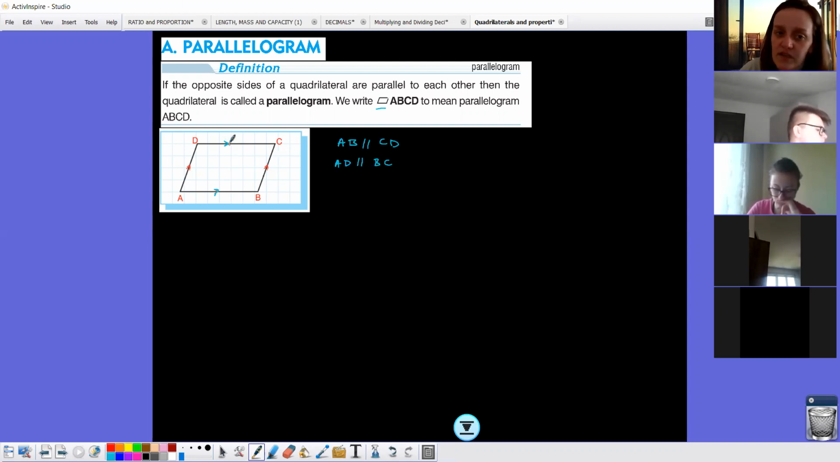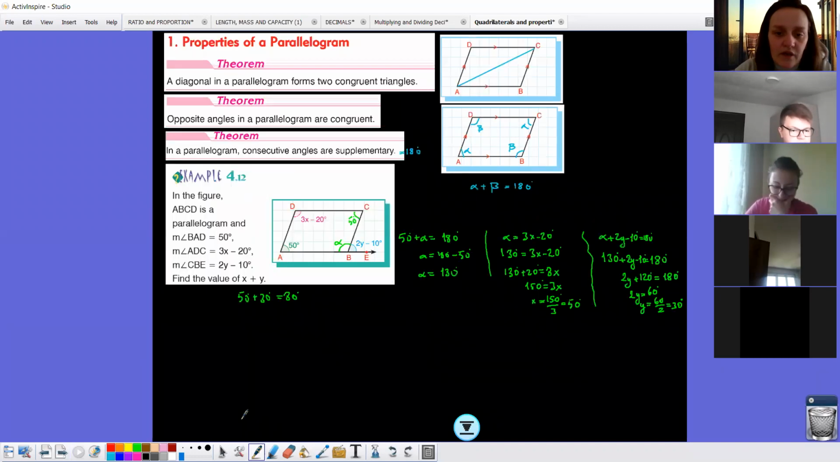And with these arrows, we show that they are parallel to each other. As you can see, it's written like this: AB is parallel to CD, AD is parallel to BC. The main thing about a parallelogram is that opposite sides are parallel to each other. Now here we have some different properties.